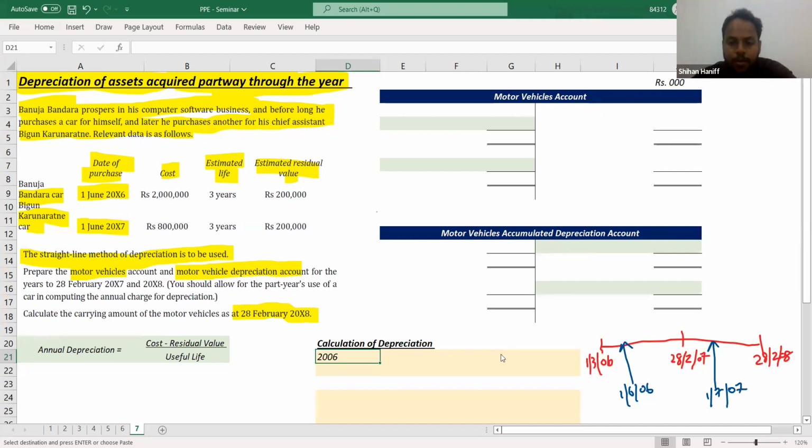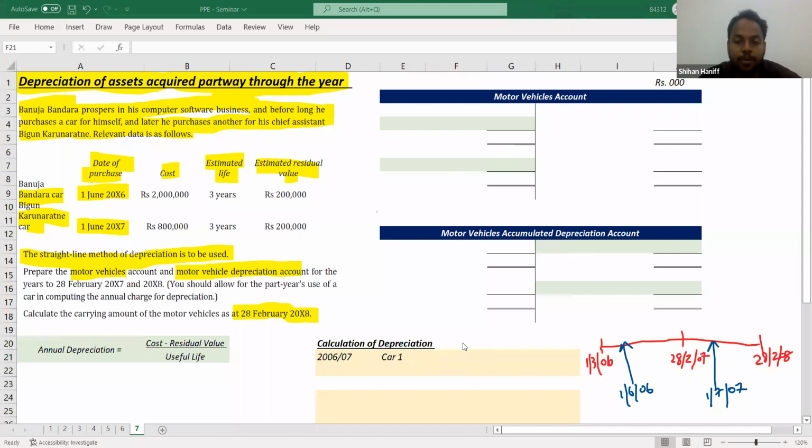Now let's calculate depreciation. In the 2006-7 financial year, we have only one car. Car 1 is the only car available during this year. The second car was purchased on 1st of July 2007. So we have only one car in financial year 6-7.